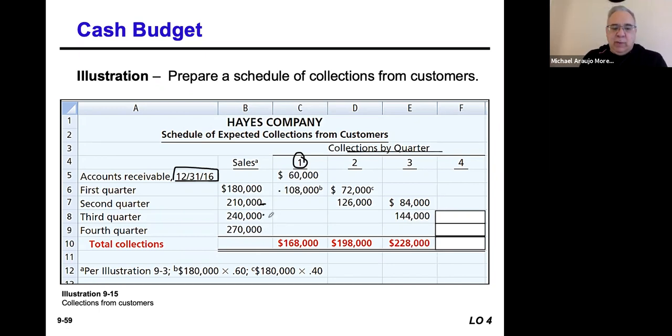In the fourth quarter, they're going to be collecting the rest of their third quarter sales, and they're going to be collecting 60% of their fourth quarter sales. So they'll have 258,000 in cash coming in. So these are all the collections from their expected sales. Okay.